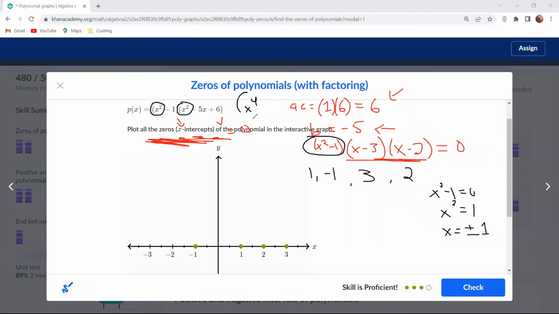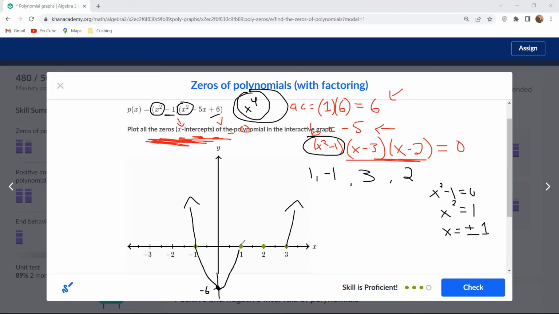This is a positive quartic function. Even degree is what matters. So with an even degree, the end behavior is either going to be up, up, or down, down. This is going to be up, up, because the coefficient is positive. There's no negative number in front of this. So it's going to be up, up. My y-intercept is going to be -6. How do I know that? I got my 6 times my -1. That's going to give me a -6 at the end. So I got a y-intercept of -6.